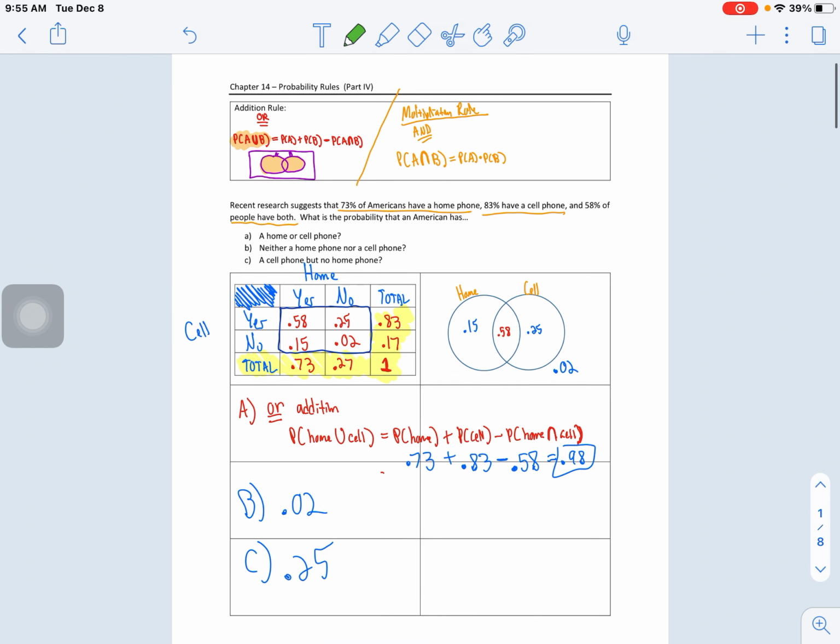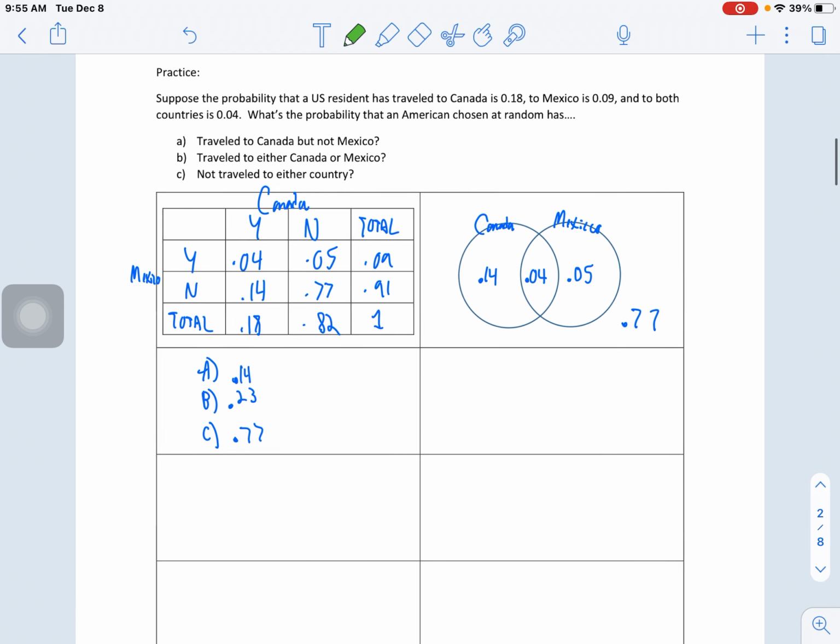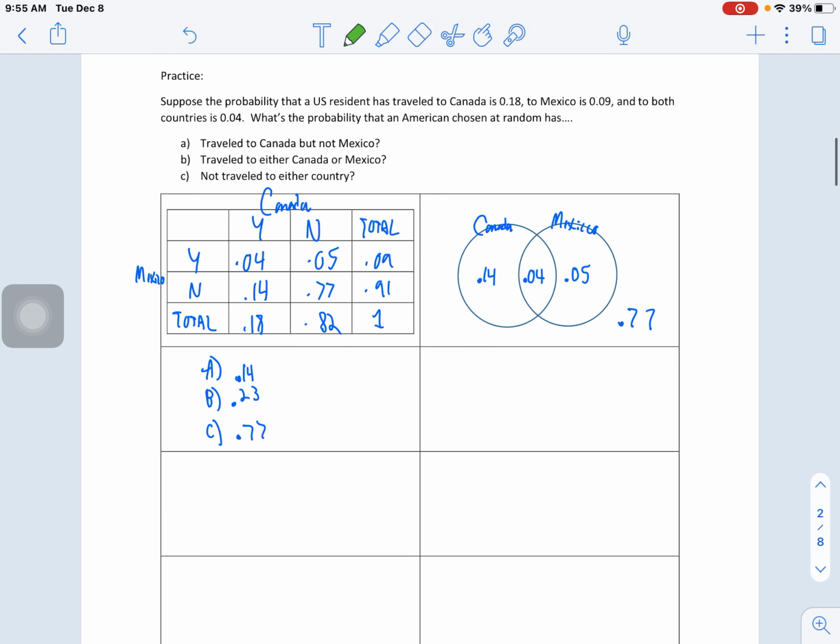We did page 1 in class on Monday. Page 2 was kind of homework for you guys, so here's the answers for page 2. Check them. Pause the video if you need to, because I will be moving on to page 3 and 4.